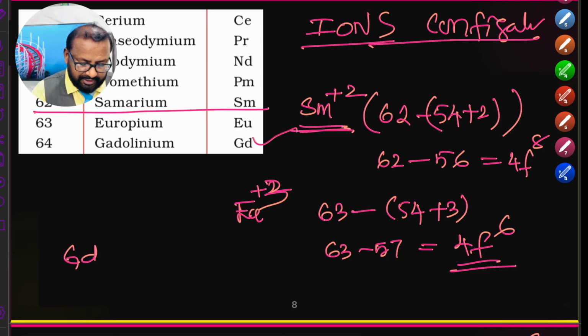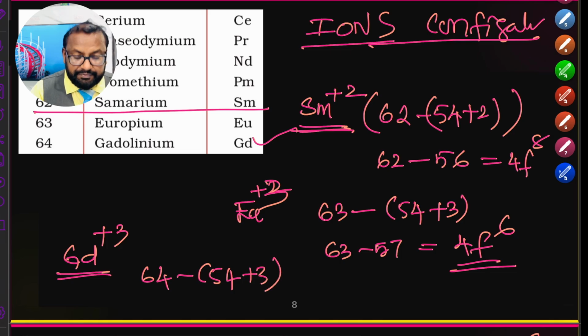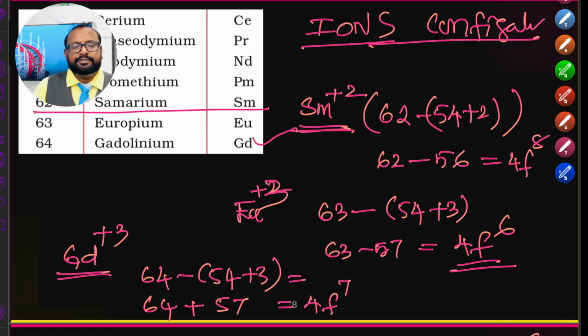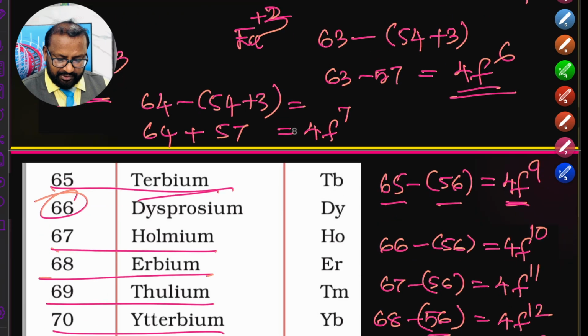Let us go for Gd plus 3. Gd has 64 electrons, minus 54 plus 3, that is 57. So 64 minus 57 is 7, so exactly it will have the f7 configuration. For any element you can do it in the same way. For any ion it is the best method to solve it.